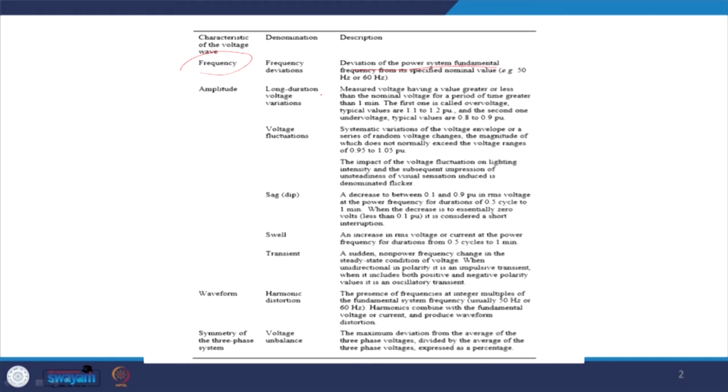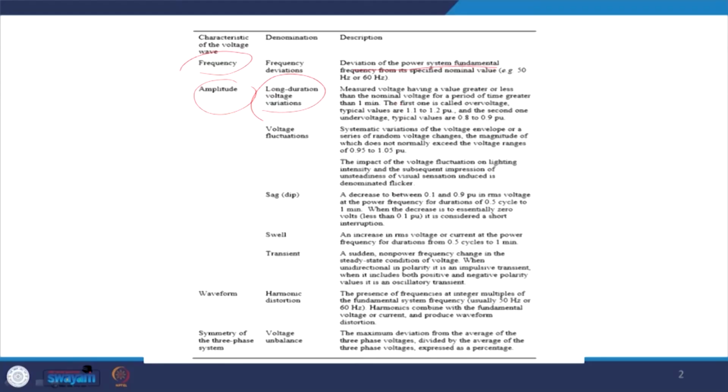Thereafter, amplitude, that is the peak value of the voltage or current. Now the long duration voltage variations. What we say here is that the measured voltage has a value greater than or less than the nominal voltage for a period of time greater than 1 minute. So, that is something we consider as long duration voltage variation.